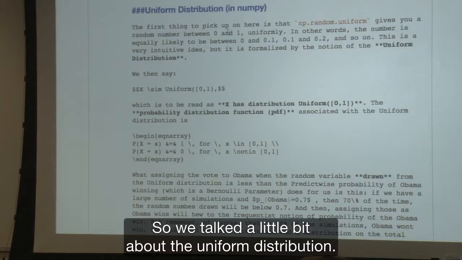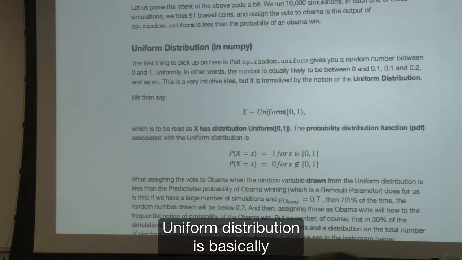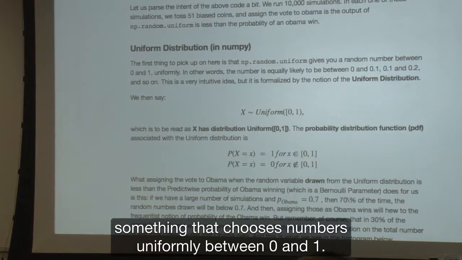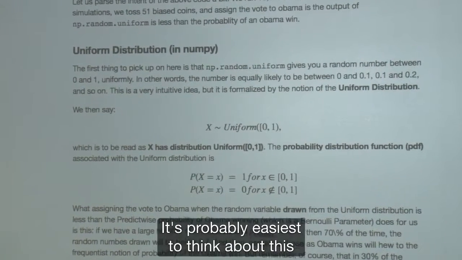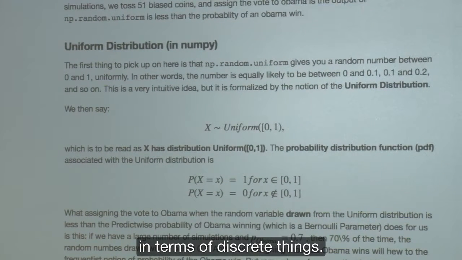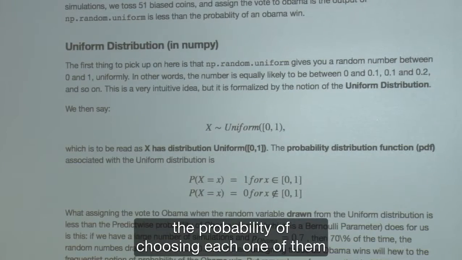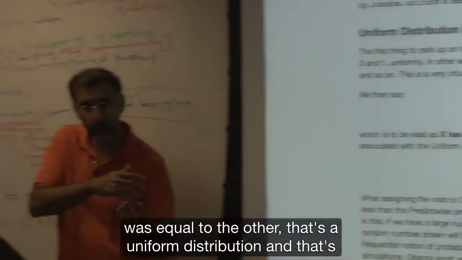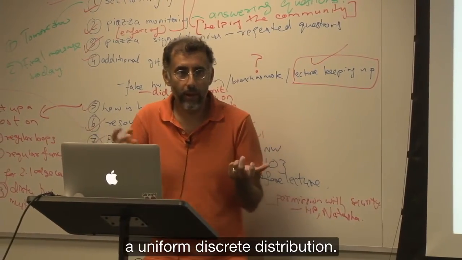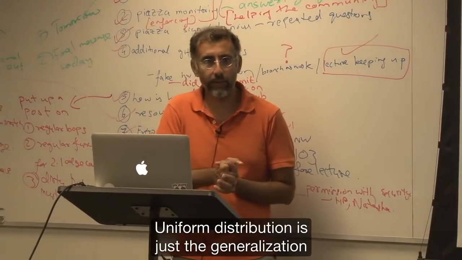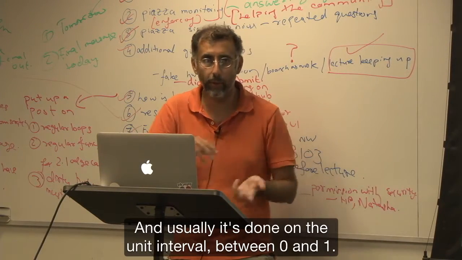So we talked a little bit about the uniform distribution. The uniform distribution is basically something that chooses numbers uniformly between 0 and 1. It's probably easiest to think about this in terms of discrete things. If I give you 10 things and say the probability of choosing each one of them is equal to the others, that's a uniform discrete distribution. The uniform distribution is just the generalization of that to any interval, and usually it's done on the unit interval between 0 and 1.